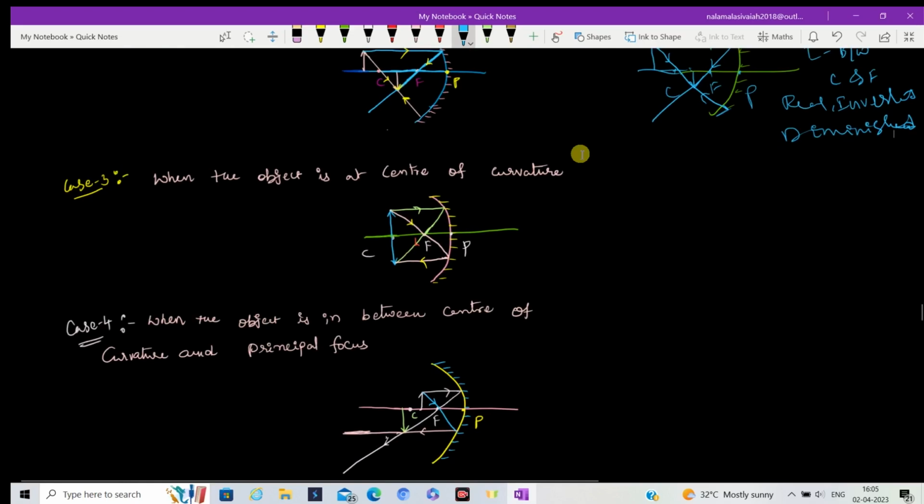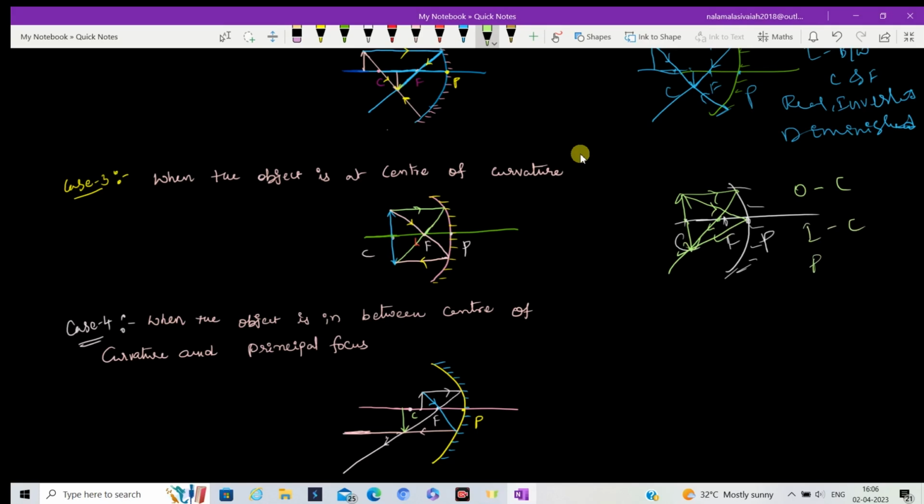Coming to the third ray rule, we take the same pole, focus and center of curvature. If I place the object at the center of curvature, the image will also be formed at the center of curvature only. One light ray I am taking passes through the focus, the other ray meets it, then the image is formed exactly at the center of curvature. So object at center of curvature, image also at center of curvature.